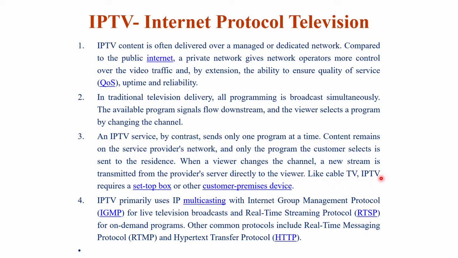Like cable television, Internet Protocol Television requires a set-top box or other consumer premises devices. IPTV primarily uses IP multicasting with the Internet Group Management Protocol, that is IGMP, for live television broadcast and real-time streaming protocol for on-demand programs. Other common protocols include real-time messaging protocol, that is RTMP, and hypertext transfer protocol. So these are the features.